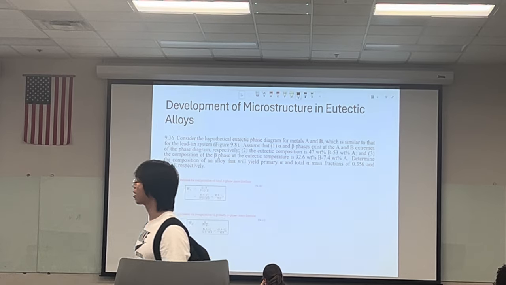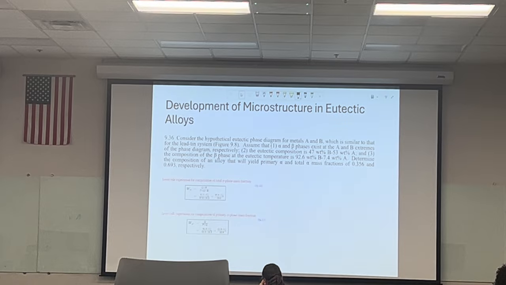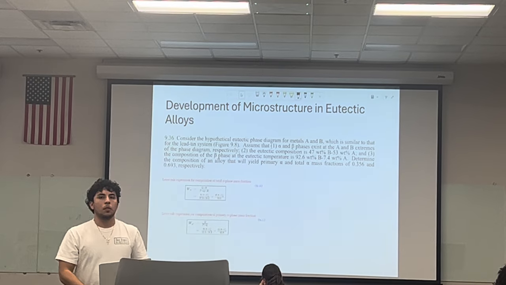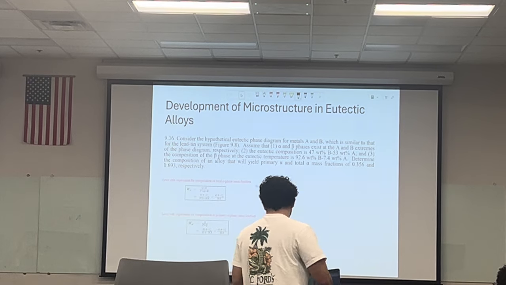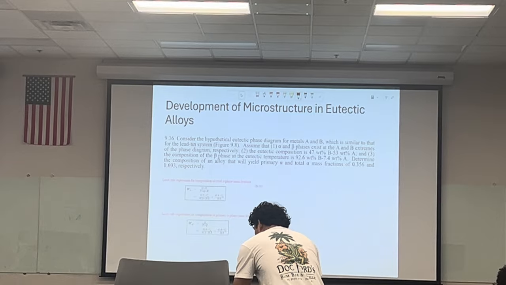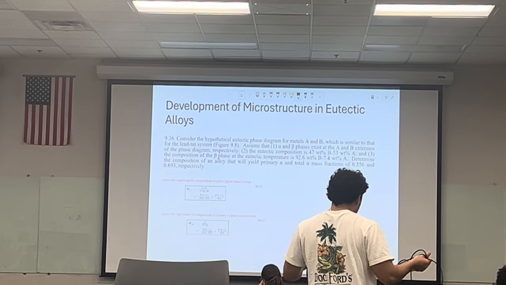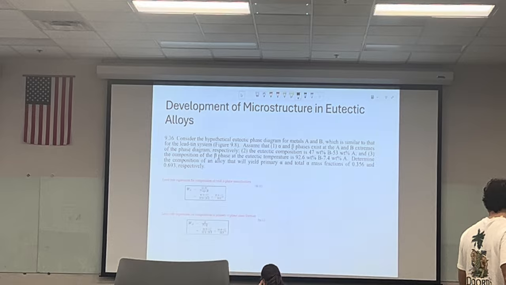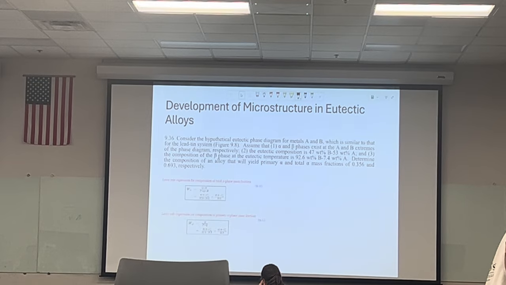And they want us to determine the composition of an alloy that will yield primary alpha and total alpha mass fractions of 0.356 and 0.639 respectively. So feel free to start working on that now. I'll go ahead and put it together and show you guys how to do this one.